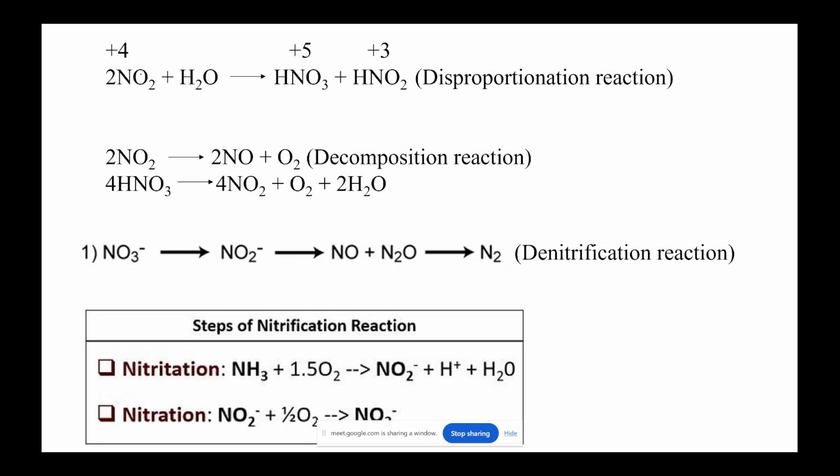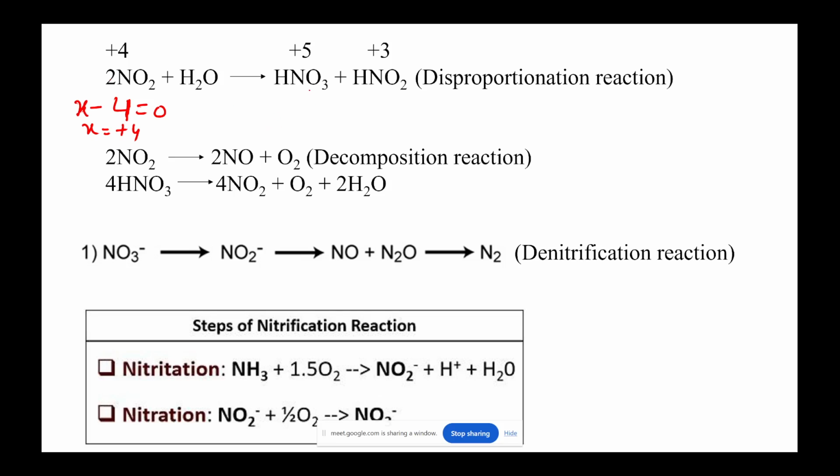There are two oxygen atoms, right? And the oxidation state of oxygen is -2. So if there are two oxygens, then -2 into 2 would be -4. And overall charge is 0. So if I consider the oxidation state of nitrogen here as X, it would be X - 4 is equal to 0. So X will be equal to +4, right? So that is how we are getting the oxidation state of nitrogen here as +4.